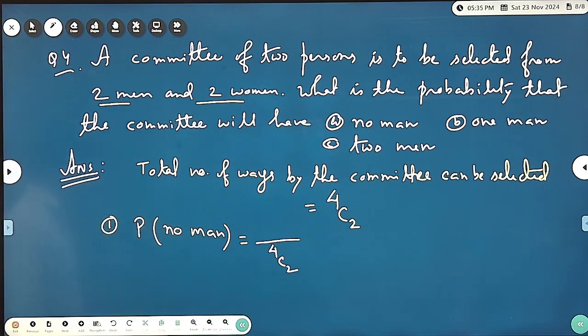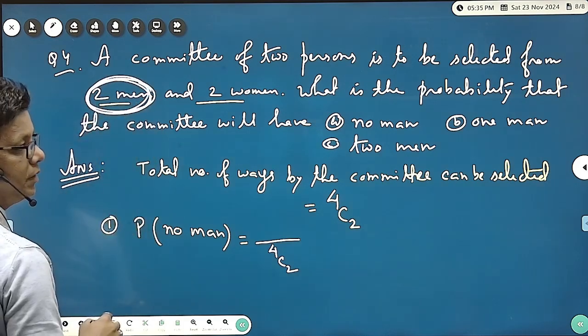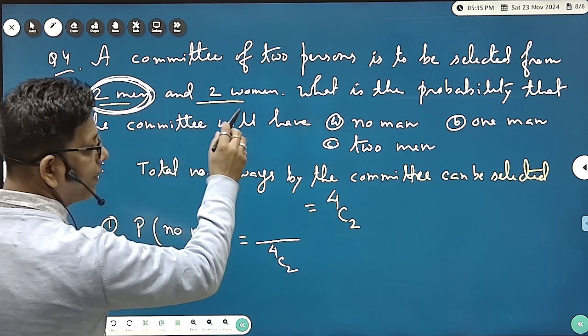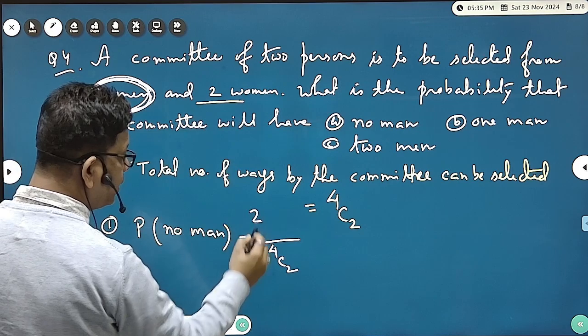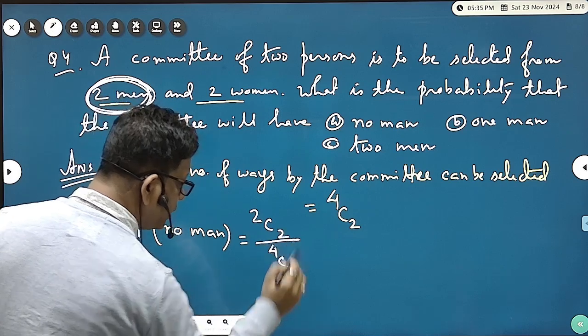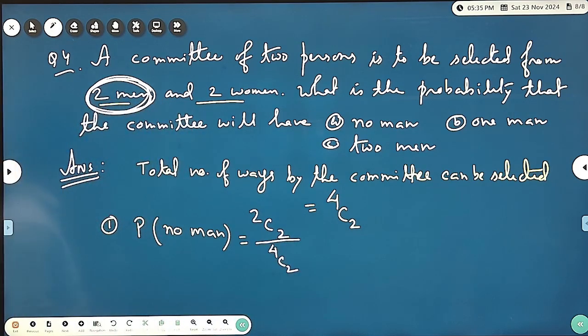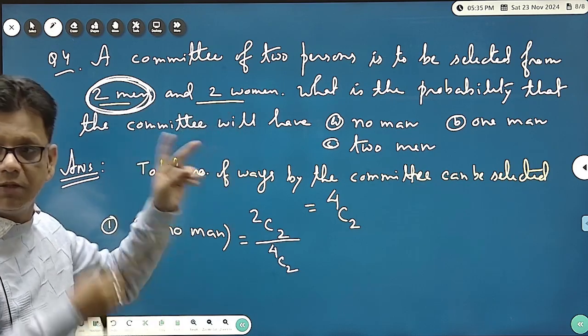Numerator: no men. That means we cannot take these 2 people. We cannot take them. Whom to take then? 2 women. There are 2 women, try to understand. From these 2 women, we have to take the 2 women only. Could you understand it? So there were 2 women, and we have to take both the women.